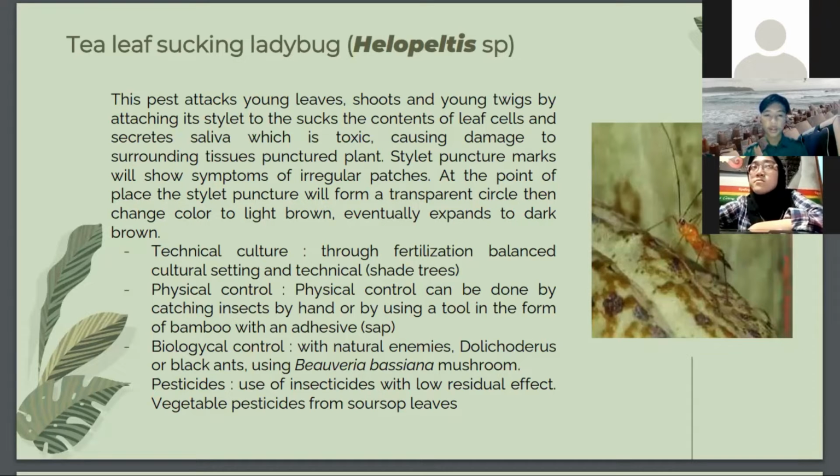Technical culture: soil fertilization, balance, cultural setting, and technical or set risk. Physical control can be done by catching insects by hand or by using a tool in the form of bamboo with an adhesive. Biological control: with natural enemies, Dolichoderus or black ants, using Beauveria bassiana mushroom. Pesticide: use of insecticide with low residual effect, and vegetable pesticide from soursop leaves.